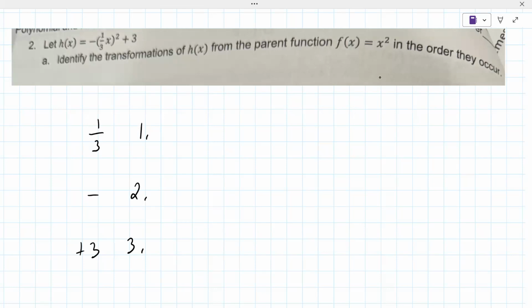What they're supposed to do is make sure which one of them is the parent function. No, I'm asking if you understand what the 1/3 does, the negative out in front does, and the +3 does. Okay, what does the 1/3 do? The one third is used for solving for x like that. No, it's a stretch or compress. Okay, stretch and compress. All right.